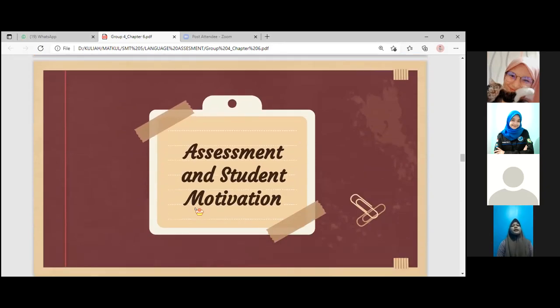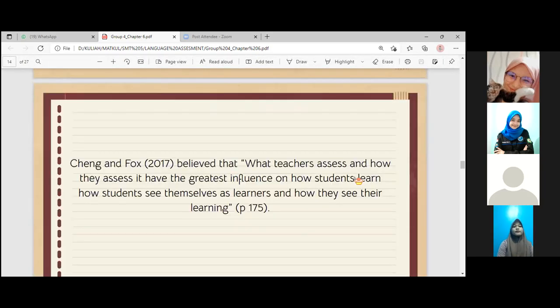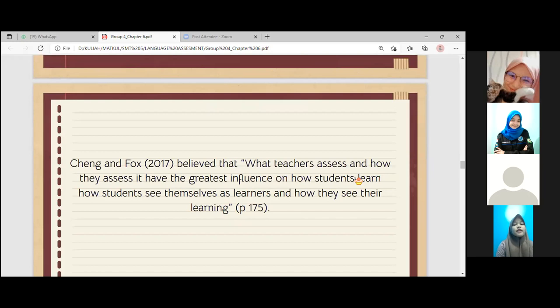All right, and then the next material is about assessment and student motivation. As we know, assessment and student motivation cannot be separated because they are related to each other. Okay, next slide, please. Cheng and Fox in 2017 believed that what teachers assess and how they assess it have a great influence on how students learn, how students see themselves as learners, and how they see their learning. All right, next slide.